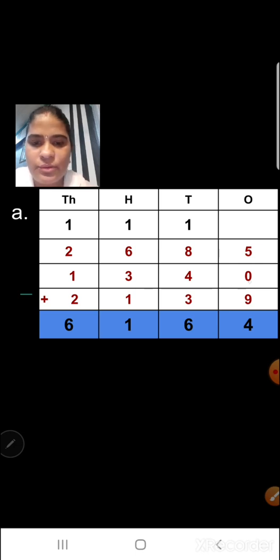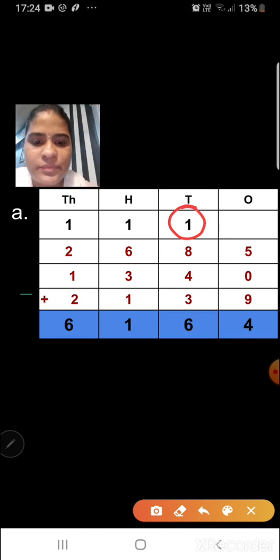5 plus 0 is 5, plus 9 is 14. So 1 will be carry over in tens place and number 4 we have to write in ones place. In tens place we have to add 1 plus 8 plus 4 plus 3. 1 plus 8 is 9. 9 plus 4 is 13. And 13 plus 3 is 16. Again 1 will be carry over in hundreds place and 6 we have to write in tens place.